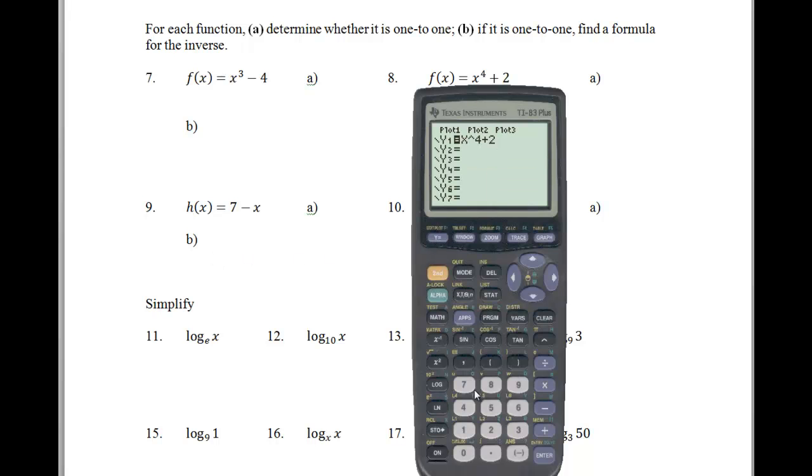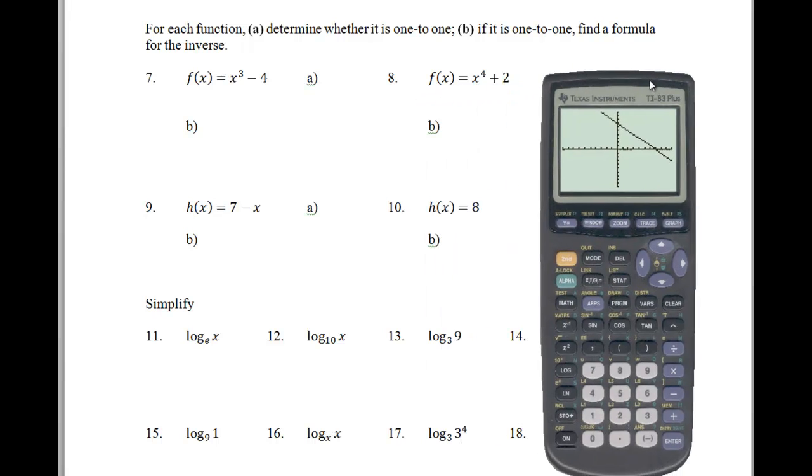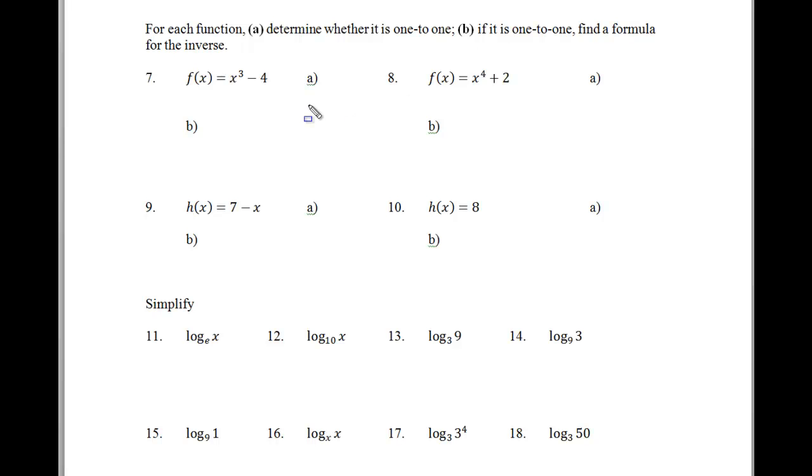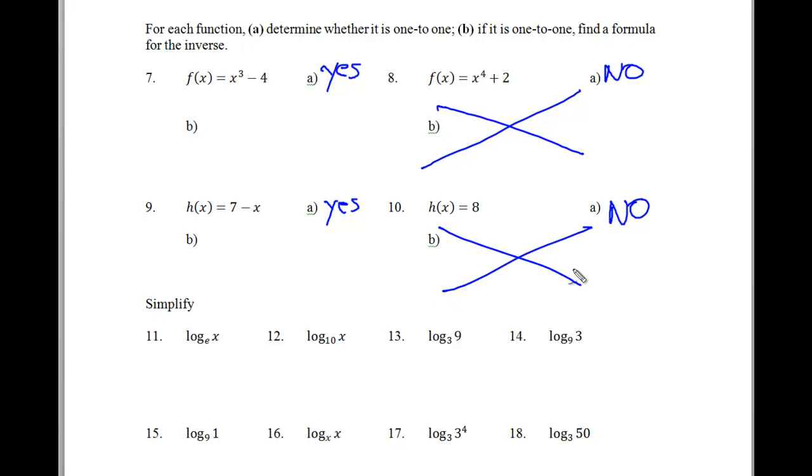Okay, number 9. Let's go try that. 7 minus x. And let's delete the rest. Yes, it is 1-to-1, so that's good. And then finally, problem 10. Let's look at y equals 8. And wow, that fails the horizontal line test because it is a horizontal line. So, having done these 4 problems, 2 of which will be on your test, we see for part A that yes, it's 1-to-1 because of the horizontal line test. No, which means that we can't actually find an inverse if it's not 1-to-1. Yes, it's 1-to-1, so we can find an inverse. And again, no, we can't find an inverse because it's not 1-to-1.